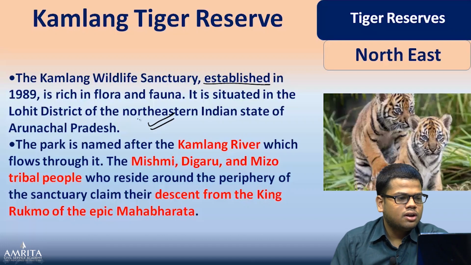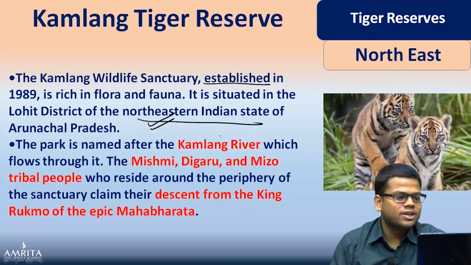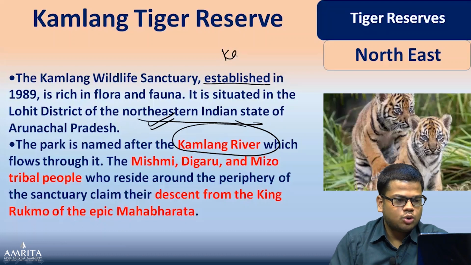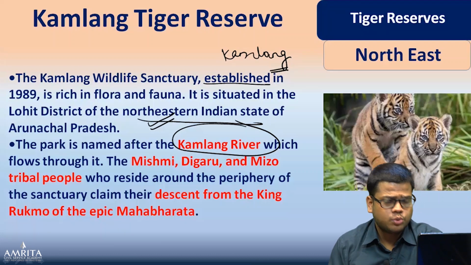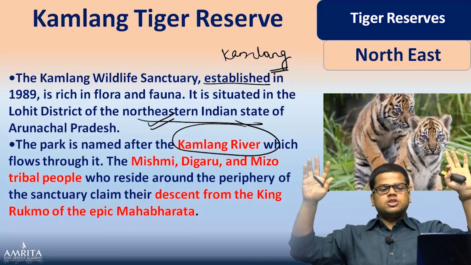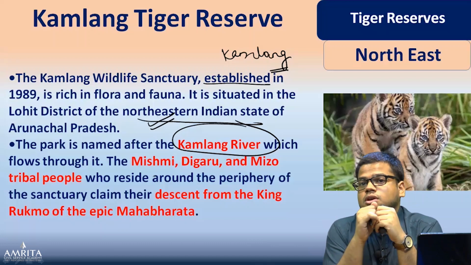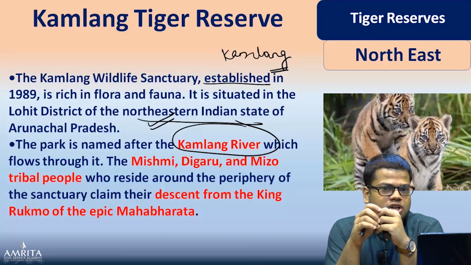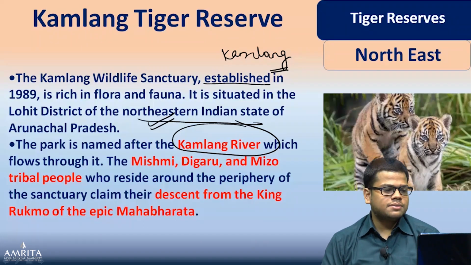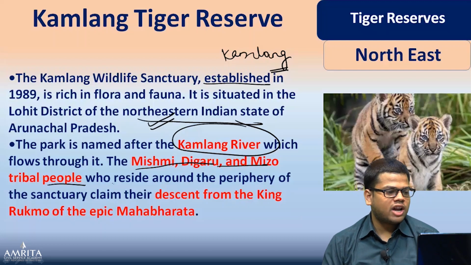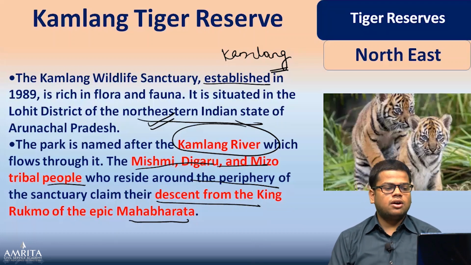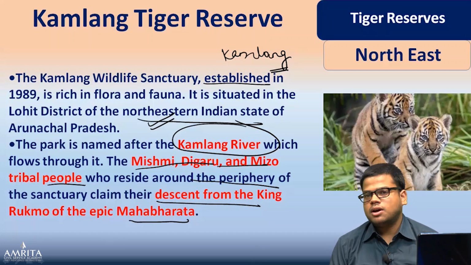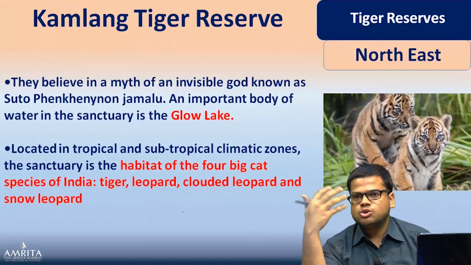It is situated in the northeastern state of Arunachal Pradesh in the Lohit district. It is named after, I told you the important thing is the river, the Kamlang river, which flows through it. And so many tribes, like the Mishmi tribe, because in the northeast we have a very diverse ethnic structure. Tribes like Mishmi, Digaru, Mizo, who reside around the periphery of the sanctuary, claim their descent from Rukmo, the king from the epic Mahabharata. So they have some mythology associated with the place also.